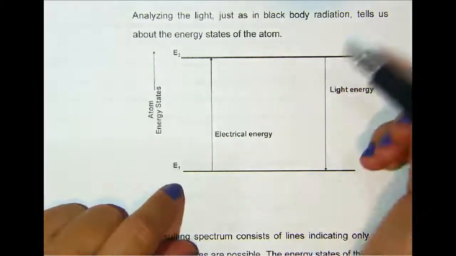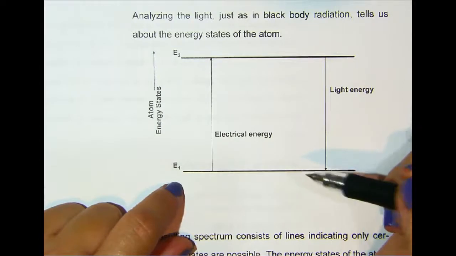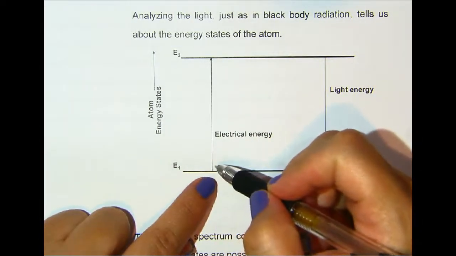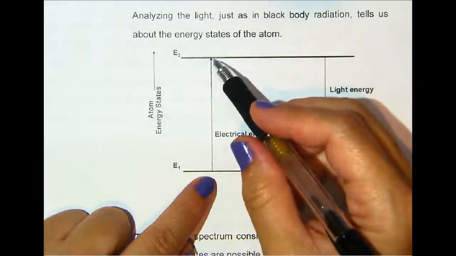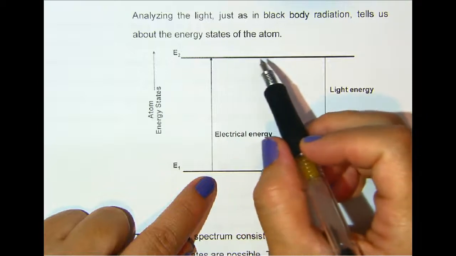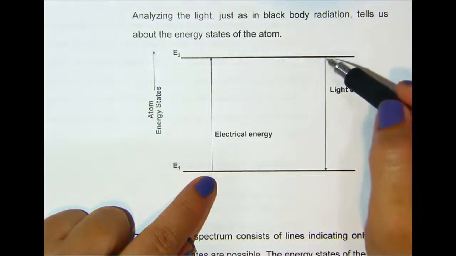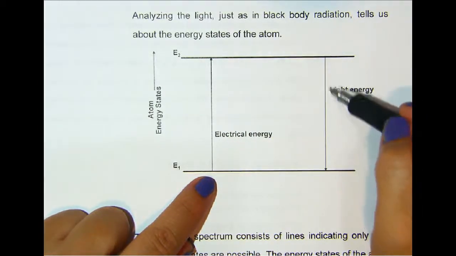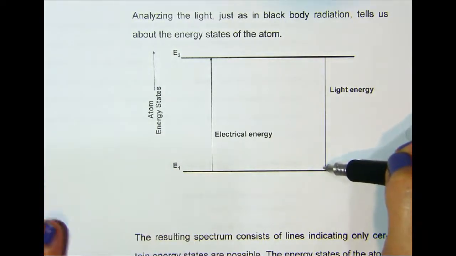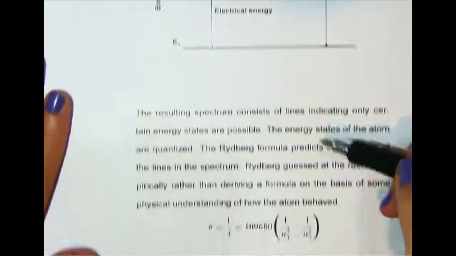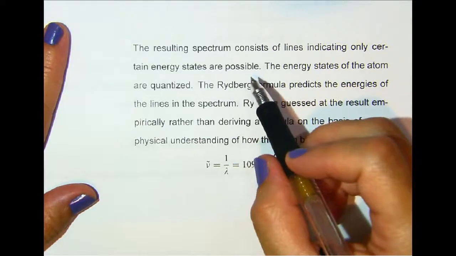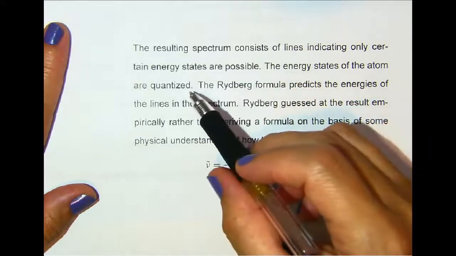And so this is where the whole ground state, excited state business comes in, where if you add electrical energy to hydrogen, then the electron is going to move to an excited state, and so this is our intermediate stage. Then the energy has to be given off in the form of light energy as the electron falls back down to the ground state. And we can see that energy in the form of photons. The resulting spectrum consists of lines indicating only certain energy states are possible. The energy states of the atom are quantized.